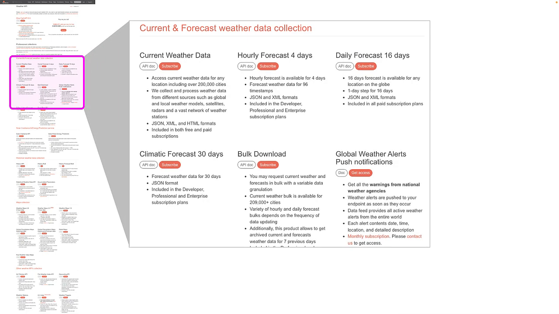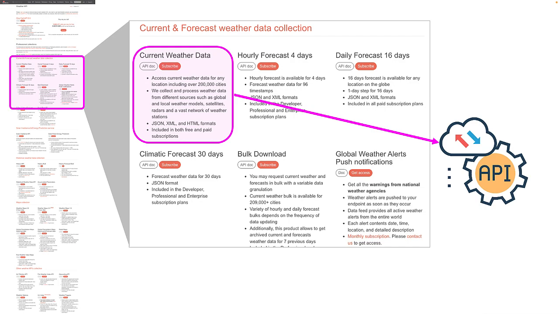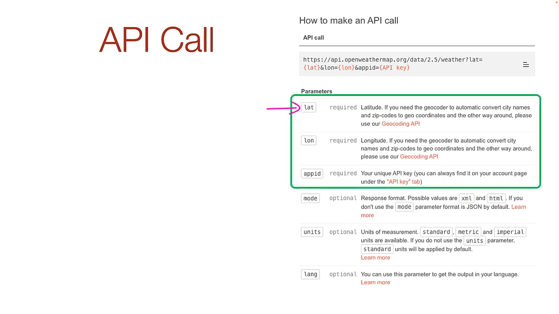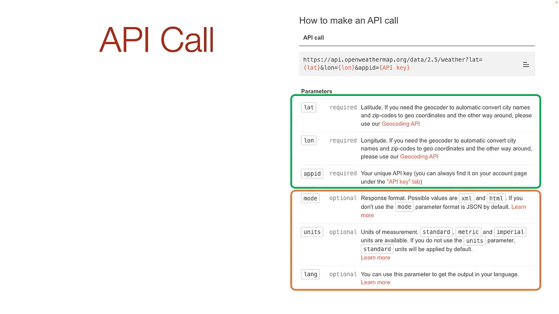Open Weather provides several different types of weather information when you use their API. Under the Current and Forecast Weather section, there's one called Current Weather, which we will use in our lesson today. In order to make an API weather request of their servers, you need to provide a latitude, a longitude, and your personal API key. These are required. These last three are optional, and I'm going to use the units to convert the temperature from Kelvin to Fahrenheit.